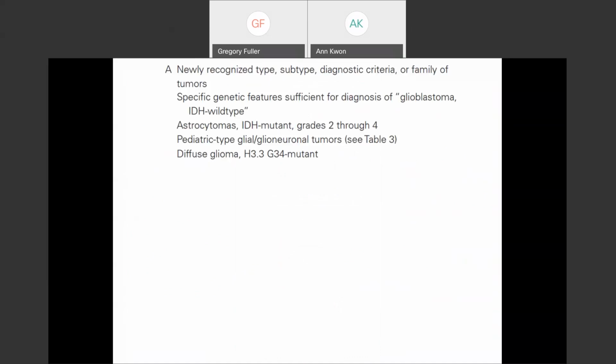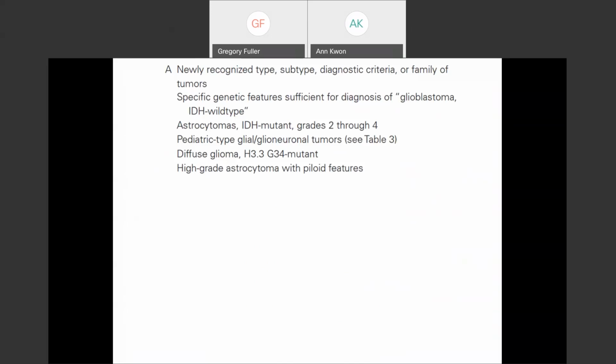Do you remember in WHO 2016 what one of the revolutionary things about it was? For the first time in brain tumor classification history, we included a molecular signature in the name of the tumor, all right? And it was diffuse midline glioma, H3 K27M mutant. That was the first. Well, we did not include the hemispheric equivalent of that, which was diffuse glioma, H3.3 G34 mutant. Well, we're fixing that problem. It's going to be official.